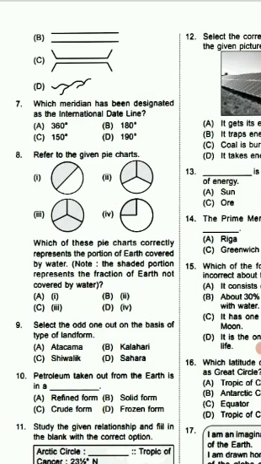Number 10. Petroleum taken out from the earth is in a dash. It is taken out in crude form. That is option C. C is the correct option. Petroleum is taken out from the earth in crude form. It is then refined and turned into various usable products like petrol, diesel, etc.